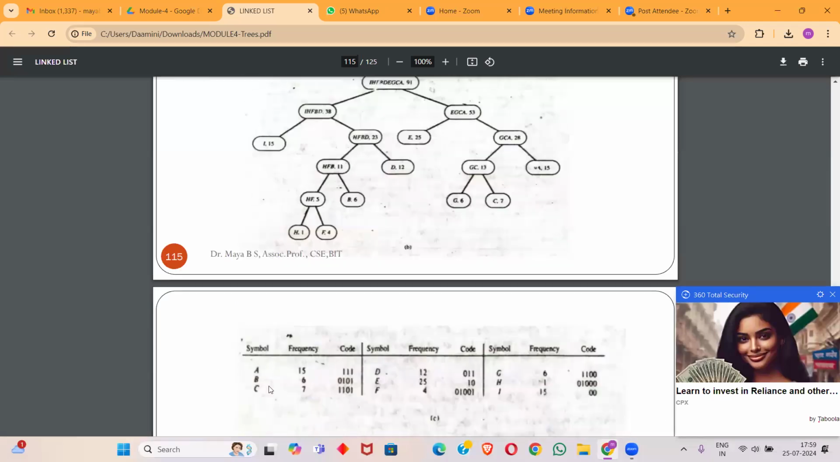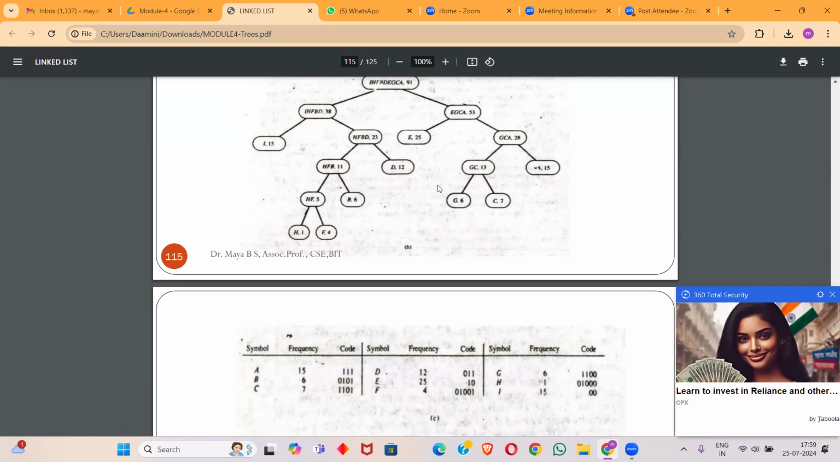So this is the symbols, the frequency of occurrence, and what is the code. So what is the frequency of occurring? How many times is symbol A present? B is 6 times. This is the code. C is 7 times. This is the code. So this table is provided. From this table, how to construct a Huffman tree.